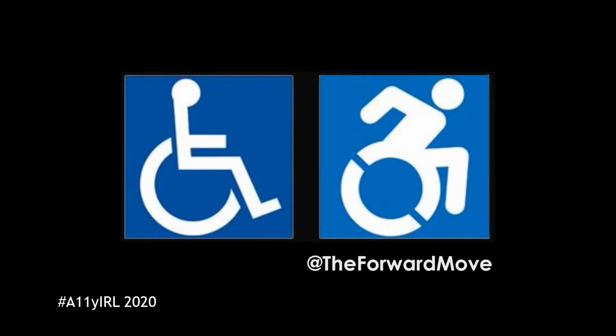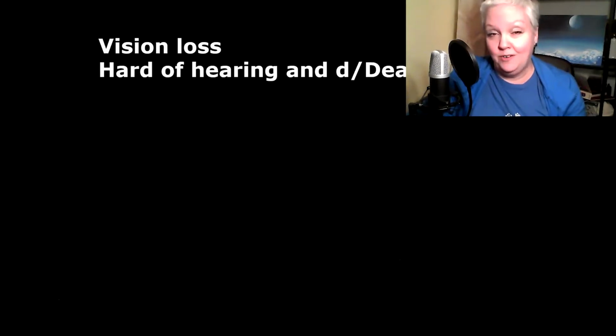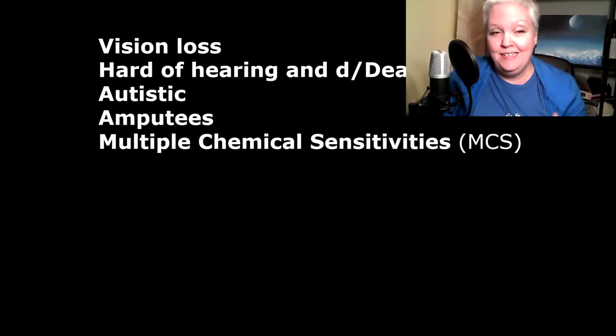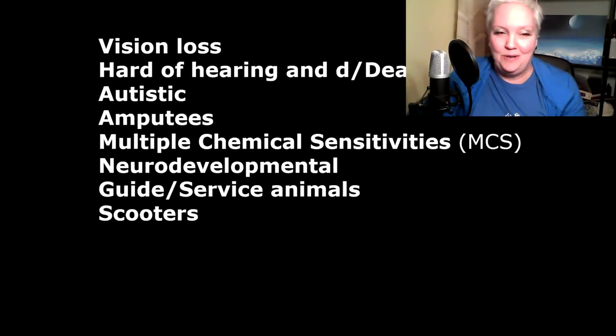But when you look at these symbols, you can see why people mistakenly really only focus on wheelchair users in most of our legislation and in most of our accessibility standards. We're not focusing on people with vision loss, people who are hard of hearing like myself, or who are deaf or deafened. We don't focus on autistic people, amputees, people with multiple chemical sensitivities, neurodevelopmental disabilities, guide or service animal users. People who use scooters even are not included in that set of requirements.